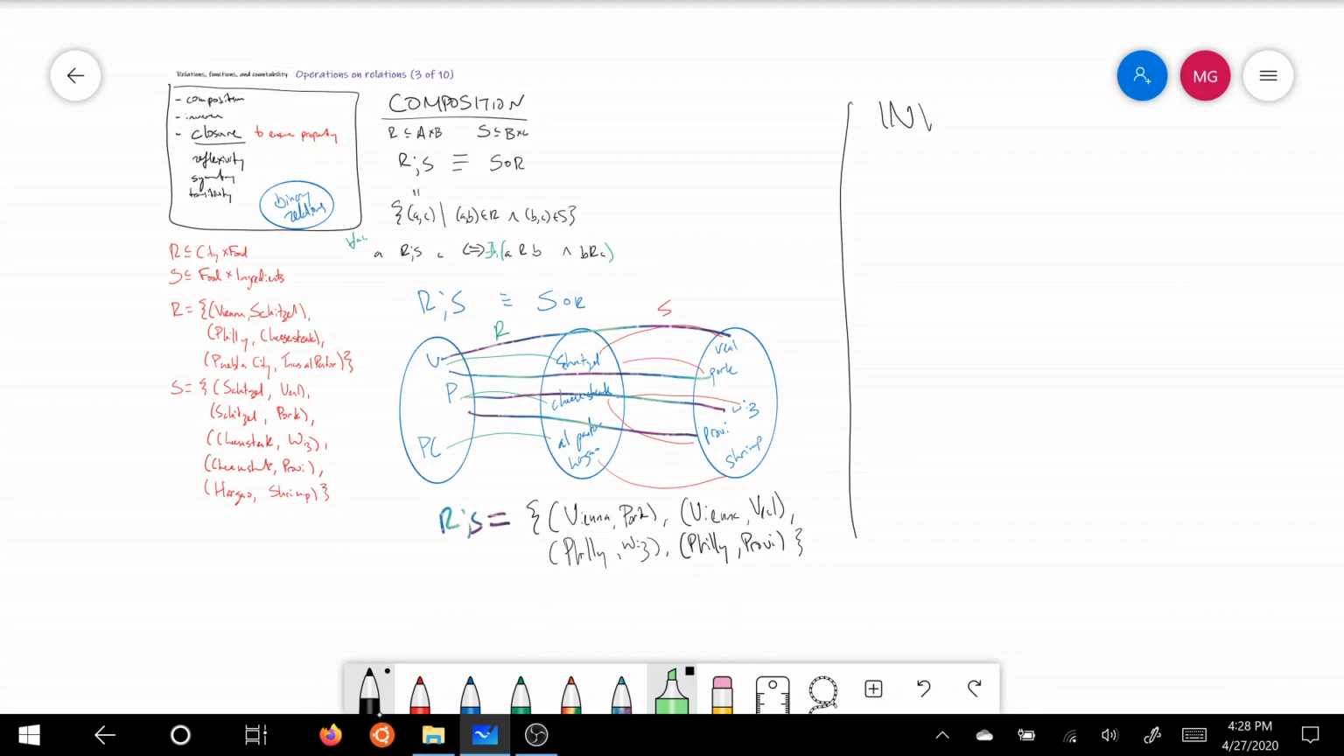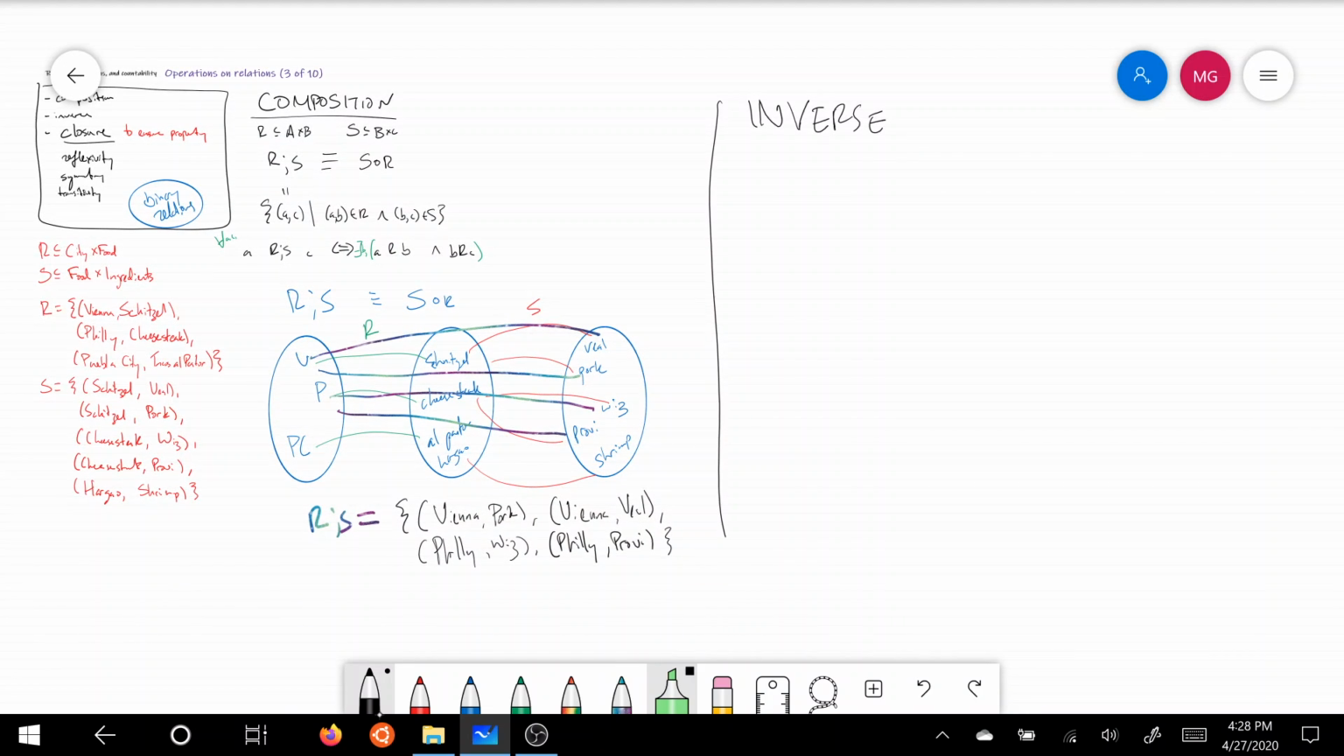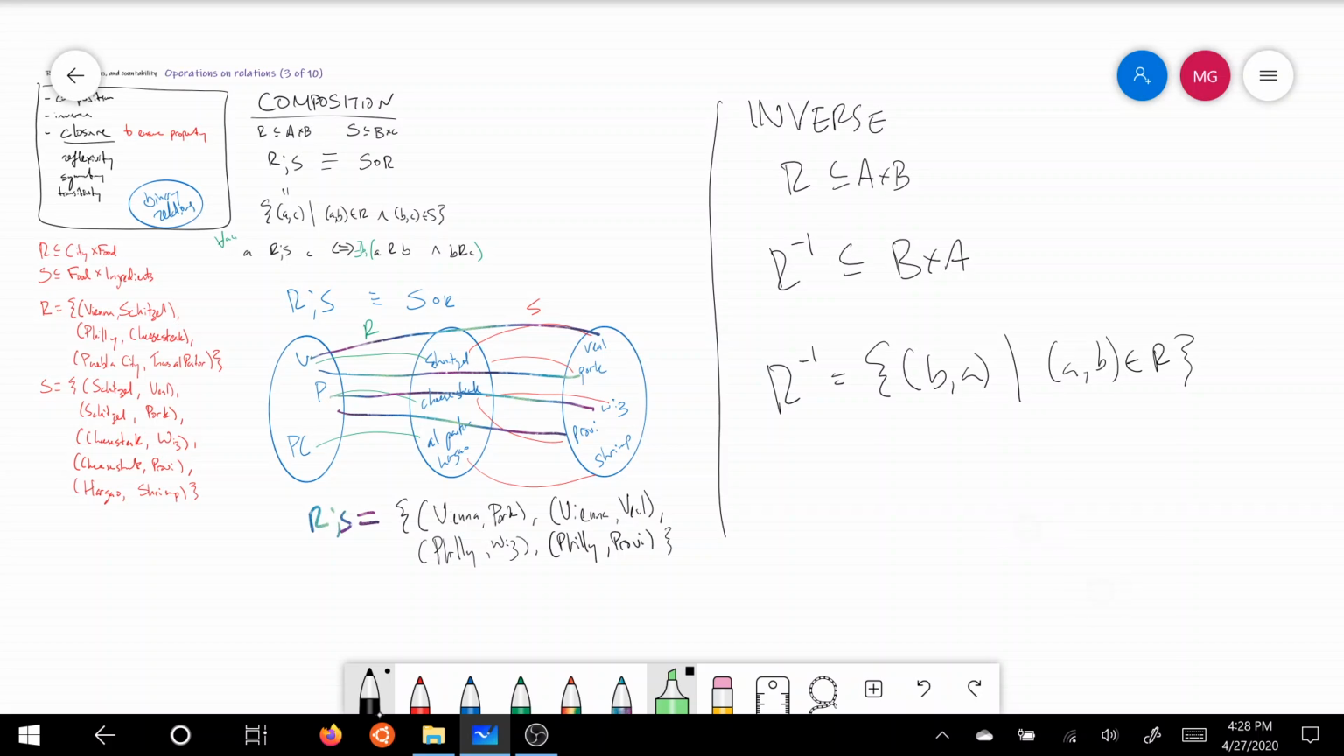Inverse. So inverse basically just flips a relation. So given R in A cross B, R inverse, that's R to the negative 1, is going to be in B cross A. R inverse is equal to that set of BA such that AB is in R. Let me put it another way: A R inverse B if and only if B R A.